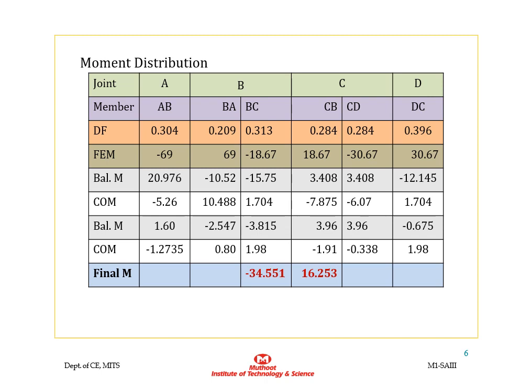For beam CB, the distribution factor is 0.284 and the fixed moment is 18.67. For beam CD, the distribution factor is 0.284 and the fixed moment is minus 30.67. For beam DC, the distribution factor is 0.396 and the fixed moment is 30.67.